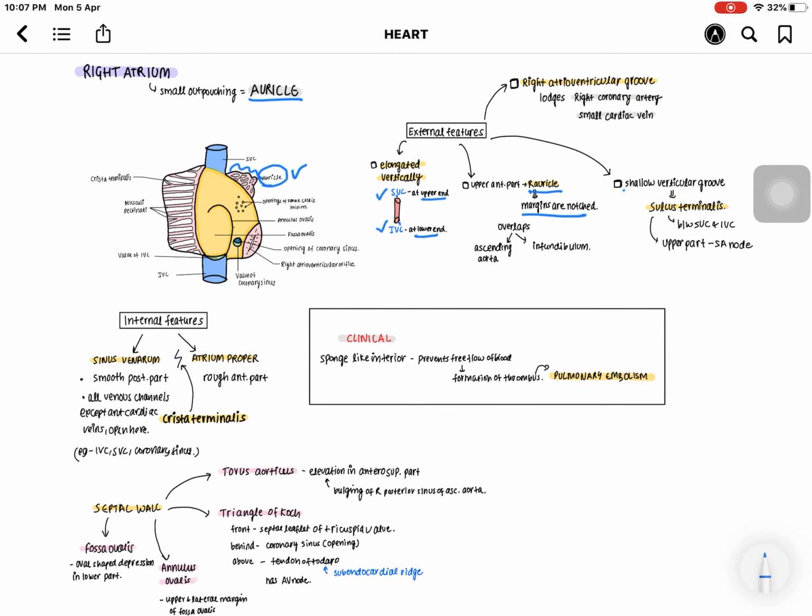There is a shallow vertical groove on the right atrium, known as the sulcus terminalis, which is between the openings of the superior vena cava and the inferior vena cava, and where the SA node is present. Then the right atrioventricular groove lodges the right coronary artery and small cardiac vein.